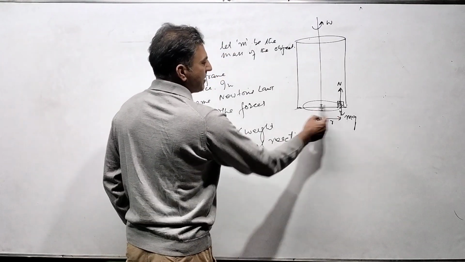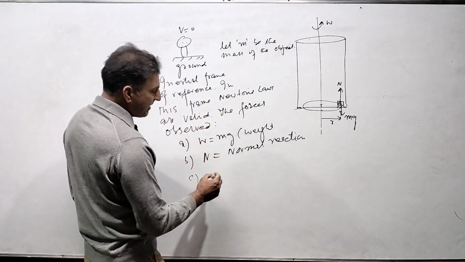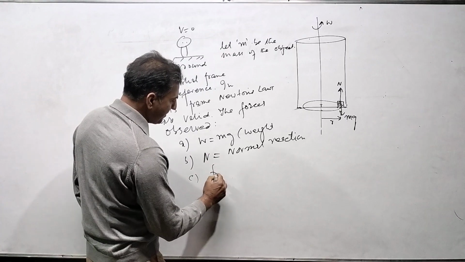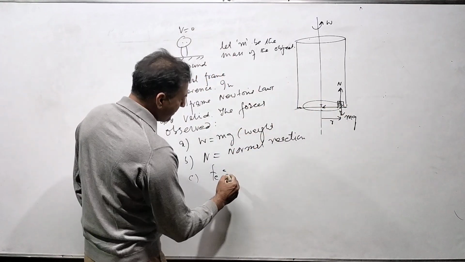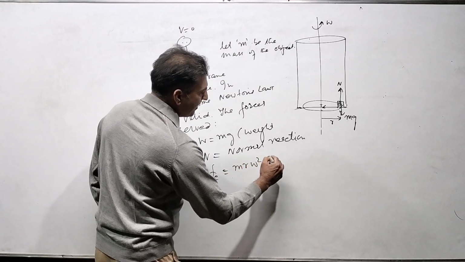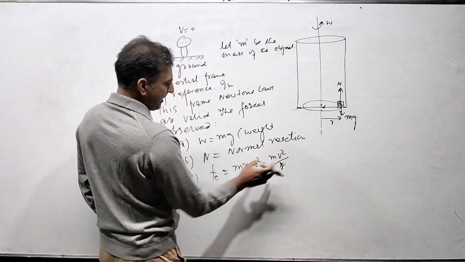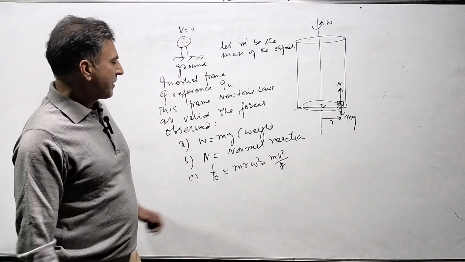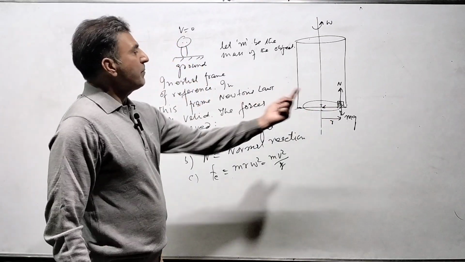Third, it is moving in a circle. So if it is moving in a circle, that means there is a force, centripetal force Fc, toward the center of the circle. That centripetal force is mr omega square, which you call mv square by r, because v is equal to r omega. This and this is the same, mv square by r. It is a centripetal force toward the center, because it moves in a circle.